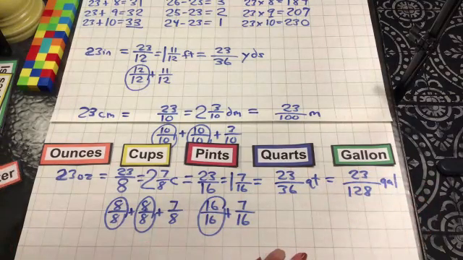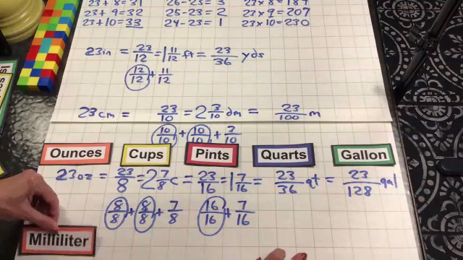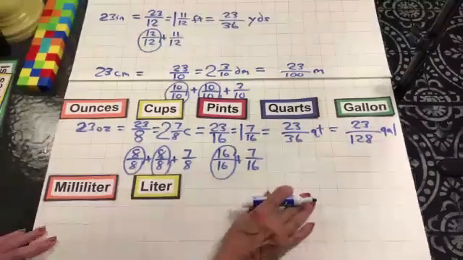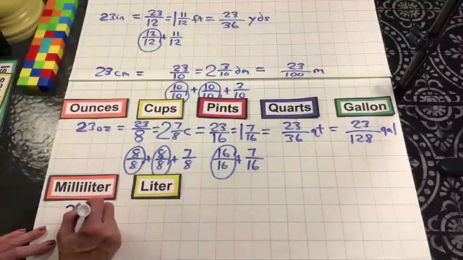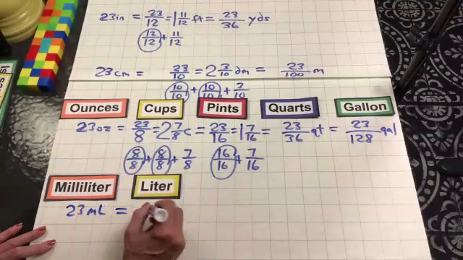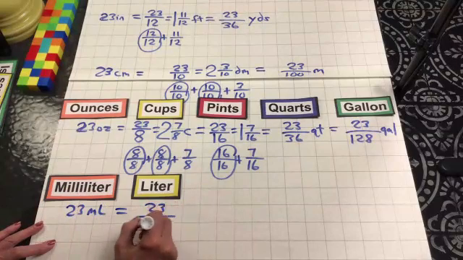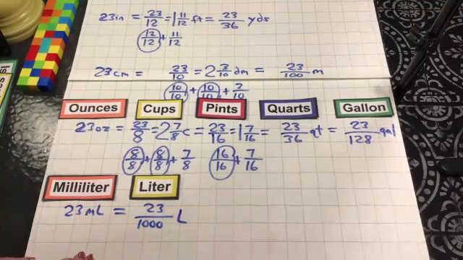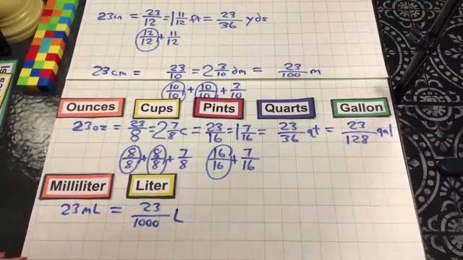Let's go on to our metric liquid measurement. We have milliliters and liters. So if I have 23 milliliters, I have 23 thousandths of a liter. And there we have it for the number 23.